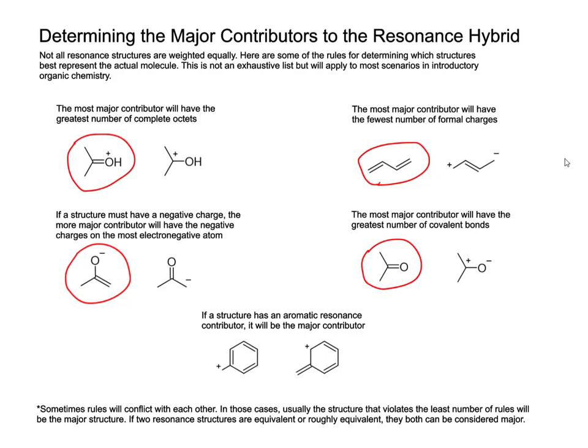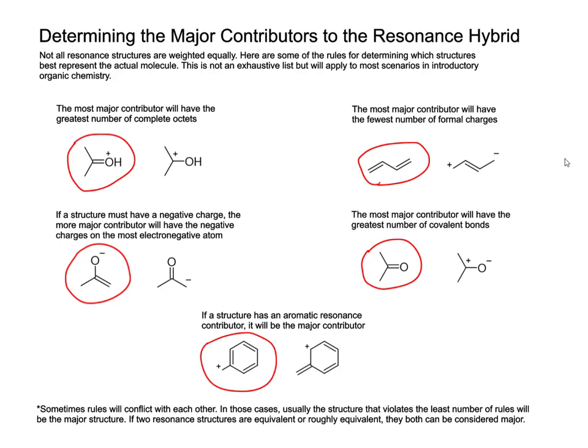Last, if a structure has an aromatic resonance contributor, it will be the major contributor. You may recognize benzene at this point in your organic chemistry career. Benzene is an aromatic compound, which you'll learn a lot more about in the future. The resonance structure on the right breaks up that benzene ring and puts the positive charge in a place where that double bond was. So the aromatic resonance structure on the left is a more major contributor.